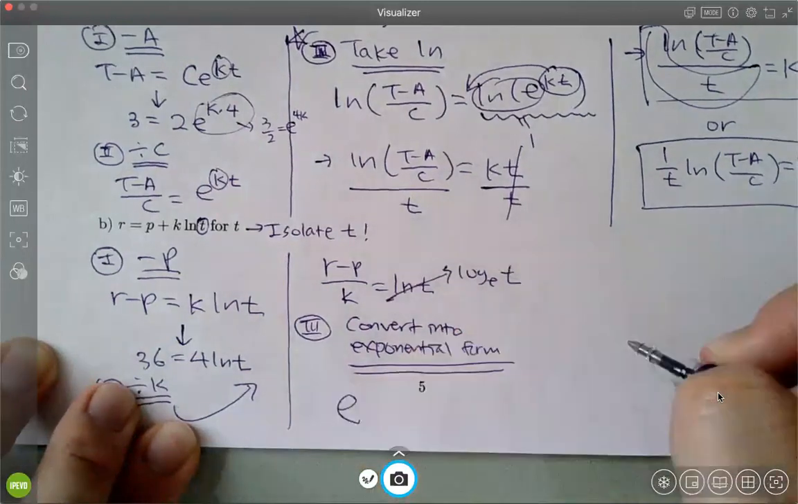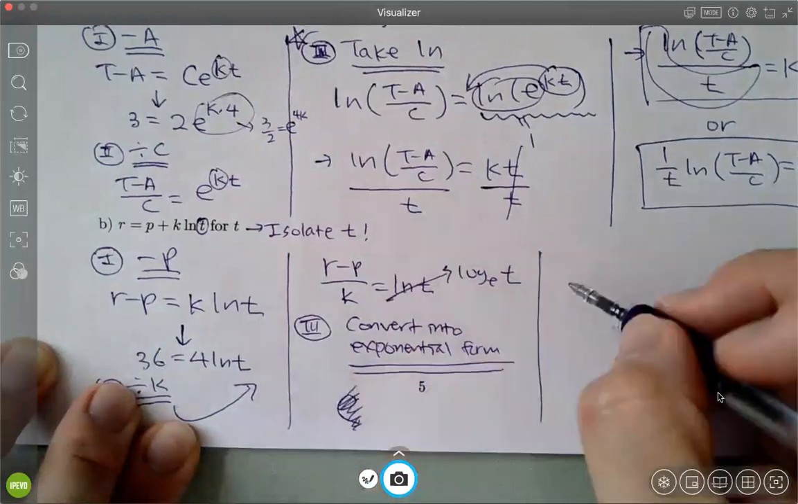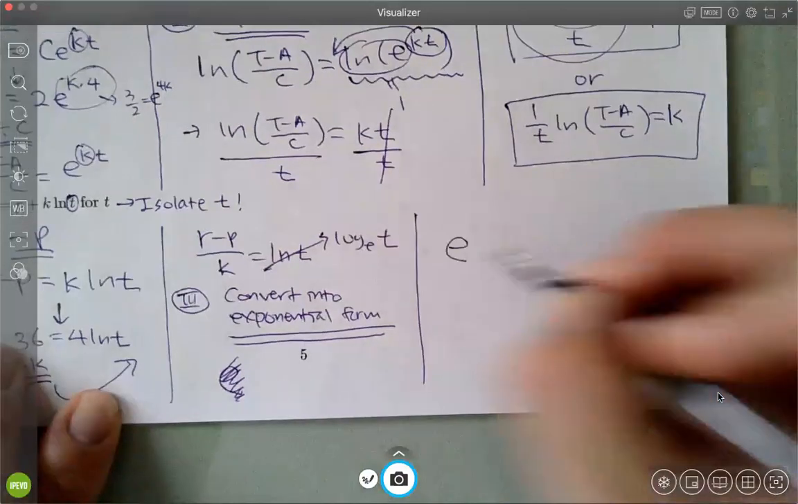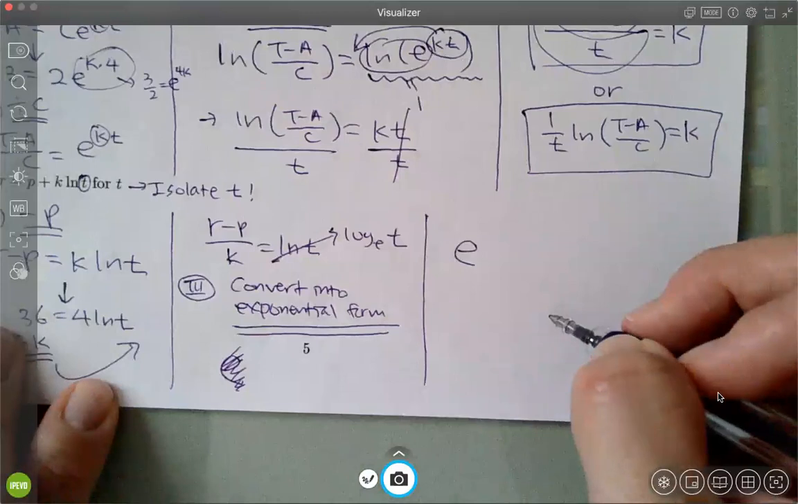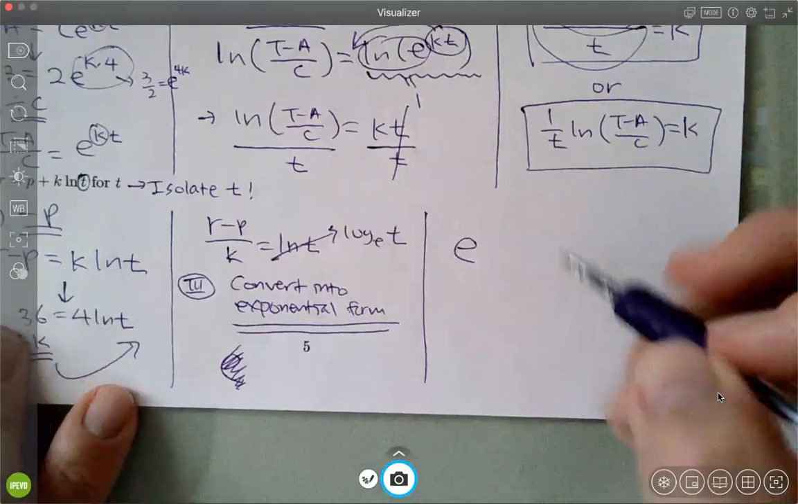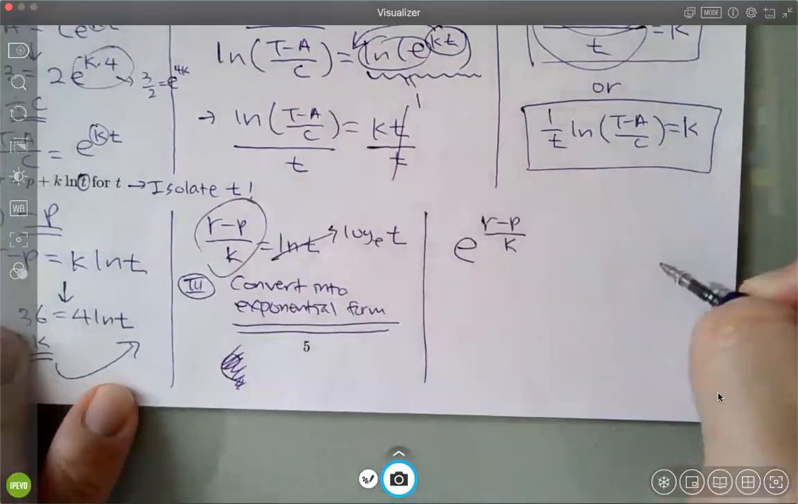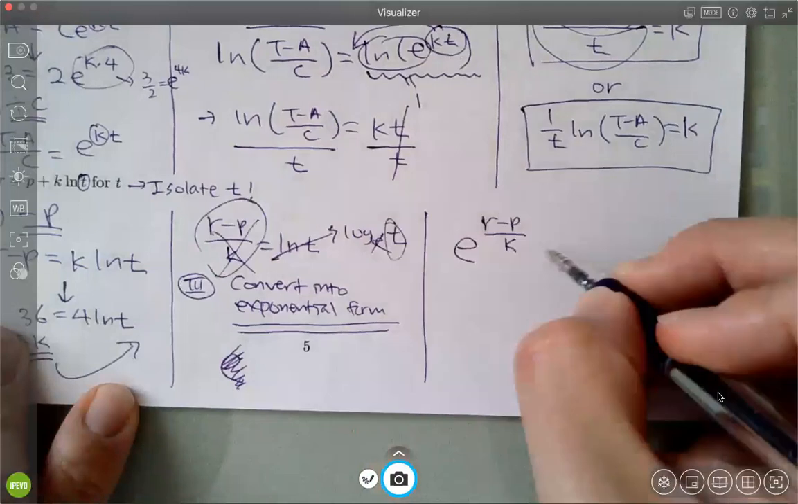And I guess I should write this on the next column. So E here, which is the base. And then what is the exponent? It's the result of the log, right? And what is the result? This weird fraction, right? So E to the (R minus P) over K. Okay, so we took care of that. So what's the only remaining thing? T, right? So equals T.